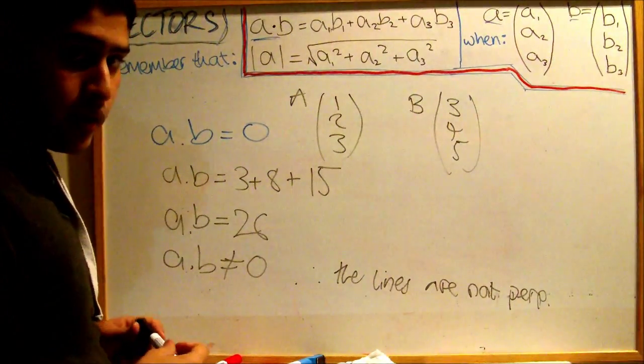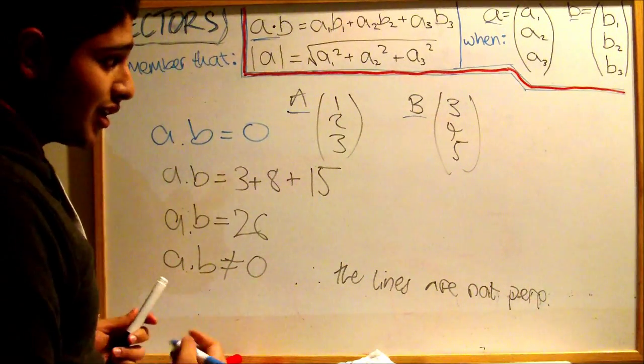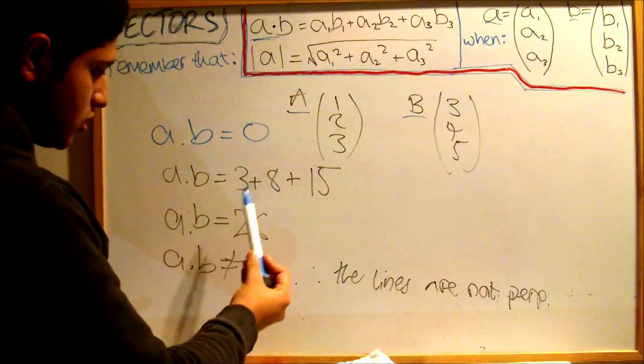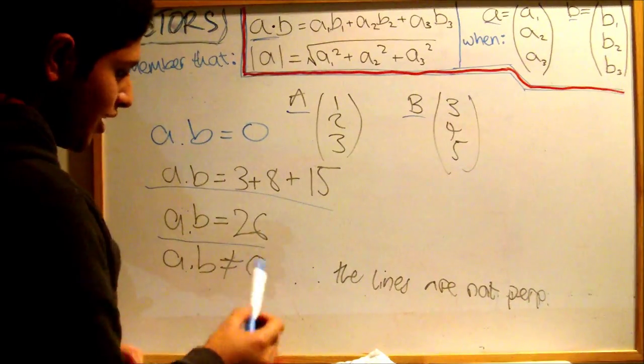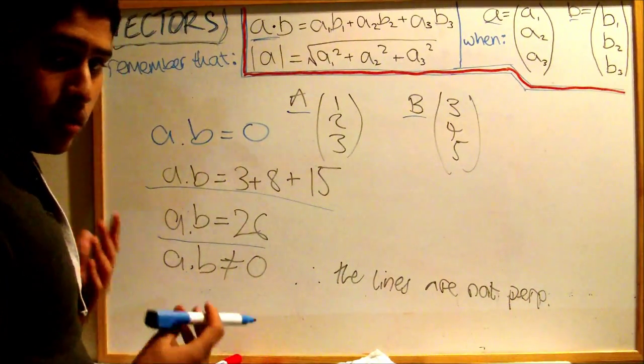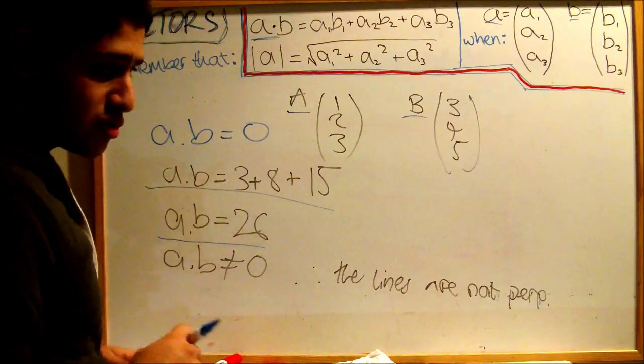That is all we need to prove in a question which might say, show that A and B are not perpendicular. What you need to do is find the dot product, as I've done in these two steps, and just state that it does not equal 0, and therefore they're not perpendicular, because like we said, when A dot B equals 0, they are.